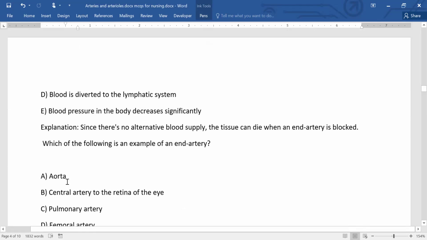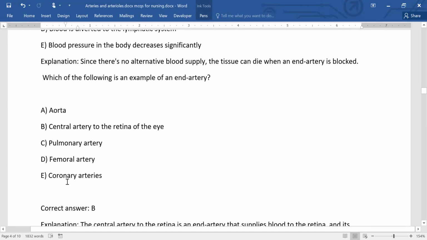Since there is no alternative blood supply, the tissue can die when an end artery is blocked. Which of the following is an example of an end artery? Aorta, pulmonary artery, femoral artery, coronary arteries, and central artery to the retina of the eye. So the central artery of the retina is the correct answer.